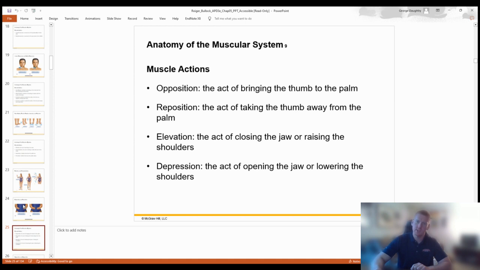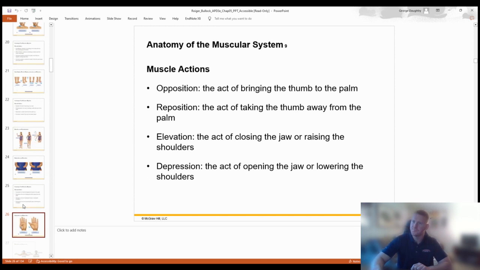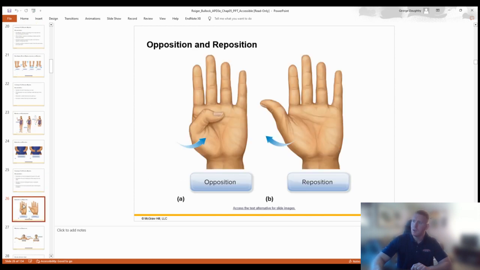So I guess it makes sense. If I open my mouth, then I have depressed the jaw. If I close my mouth, then I have elevated the jaw. So, sure. Okay. Oh, and I forgot opposition and reposition.